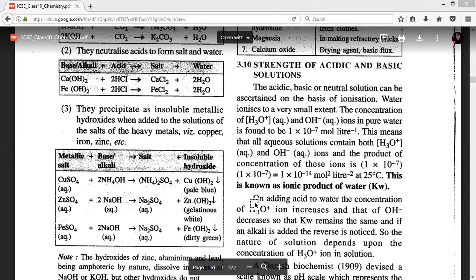Now next we are proceeding to the hydronium ion concentration and its effect on the acidity, basicity, or in the general sense, the nature of the solution. More or fewer hydronium ions lead to a different nature of the solution. It means by this the pH of the solution will increase or decrease.